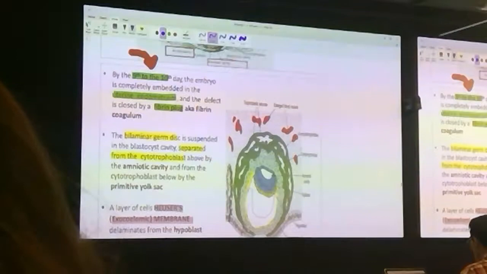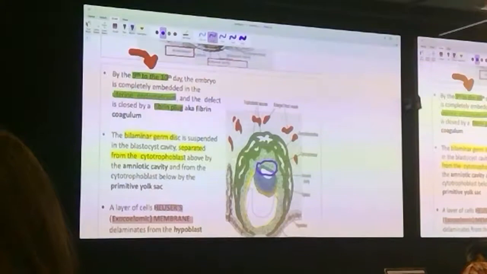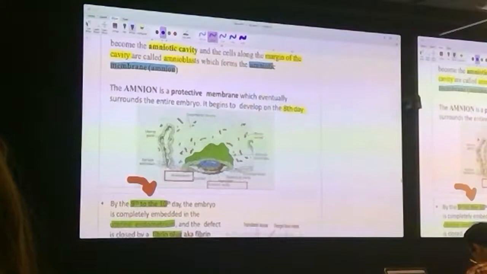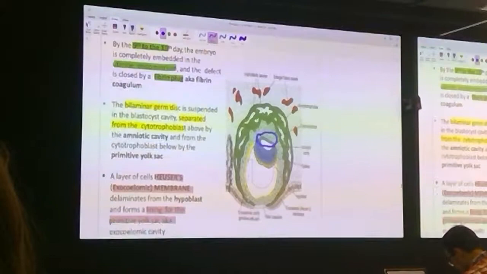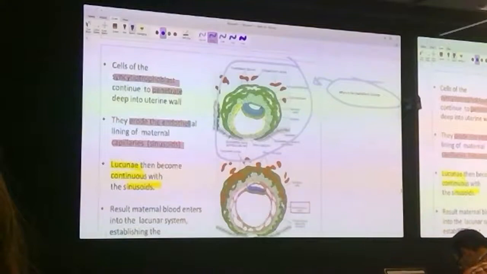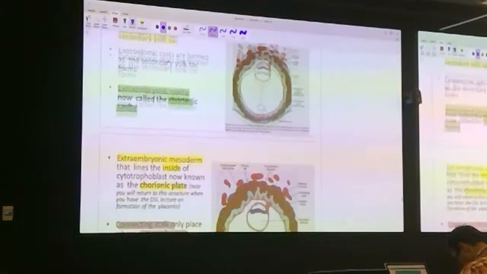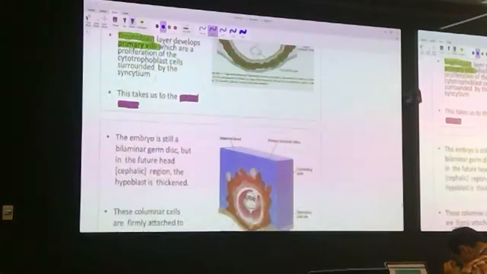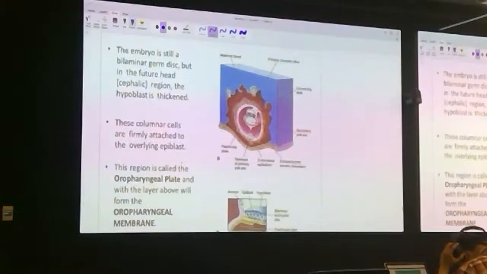And so these cells right here, the simple squamous blue cells, they form your amniotic membrane, and they're called your amnioblast. Know that the syncytial trophoblasts make HCG.